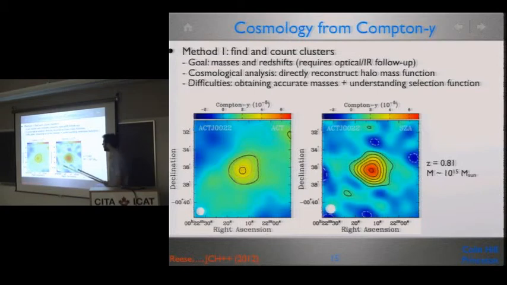This is just an example of this kind of procedure, some work that we did following up ACT-detected clusters with the Sunyaev-Zel'dovich array, which is a much higher resolution instrument. This is a cluster at redshift 0.8, which is quite massive. But it's a very expensive procedure to do this. This required many hours of SZA time just to get, I think we have 3 masses in this paper.